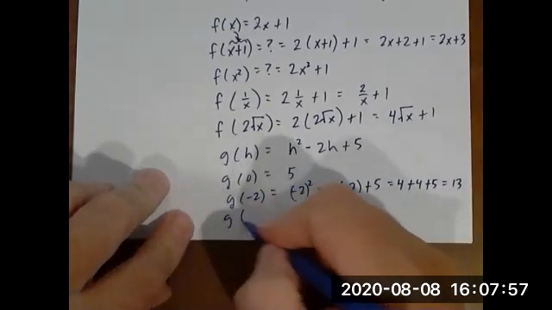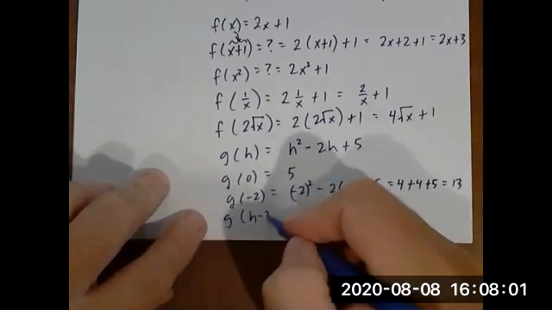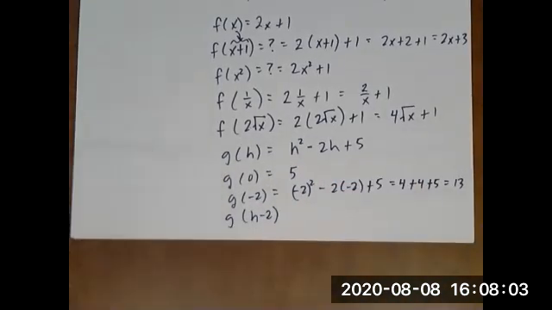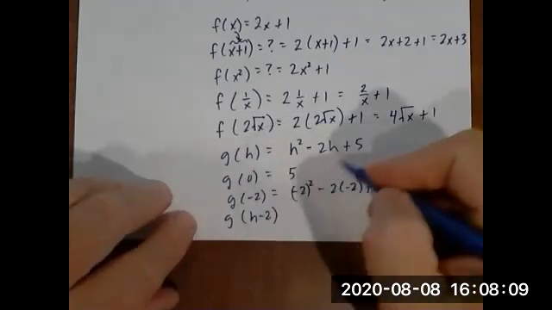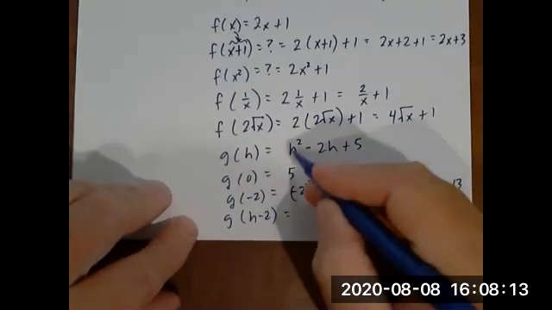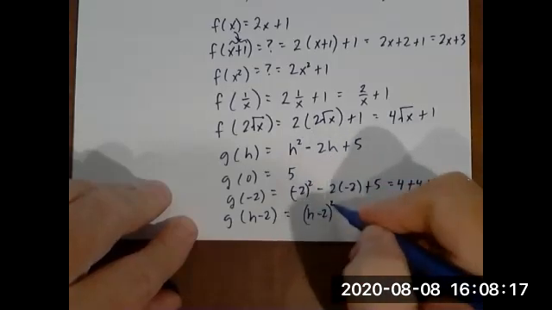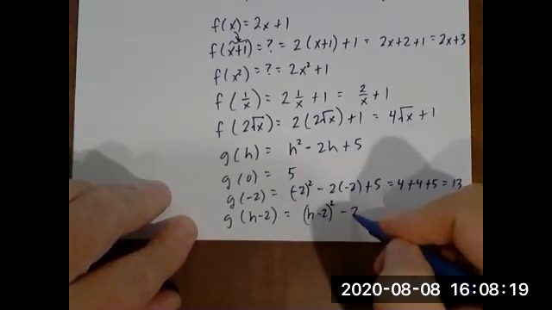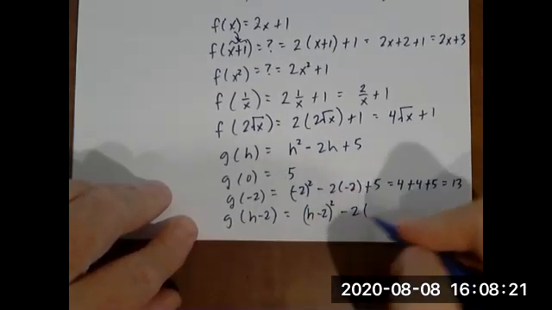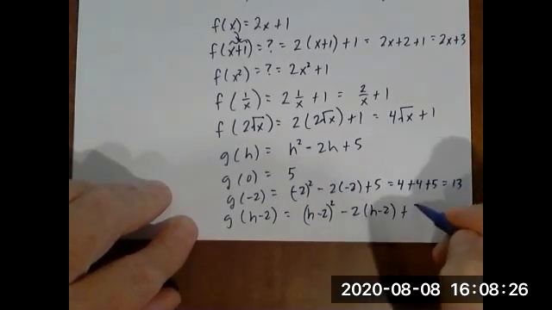And then just to get extra messy, what if I said, what is g of h minus 2? So you go to your g function, every place you have an h, you put in h minus 2. So h squared becomes h minus 2 squared, minus 2 times h, which becomes 2 times h minus 2, plus 5.